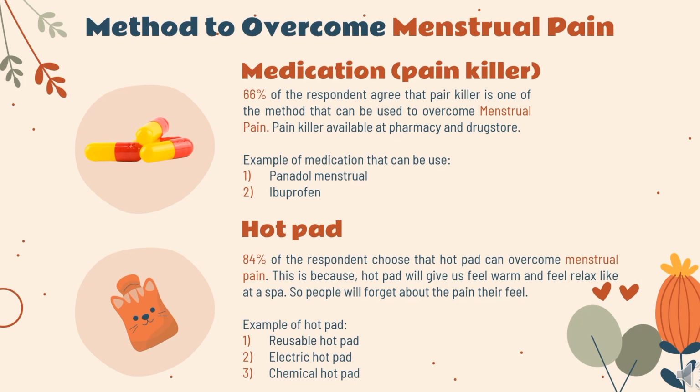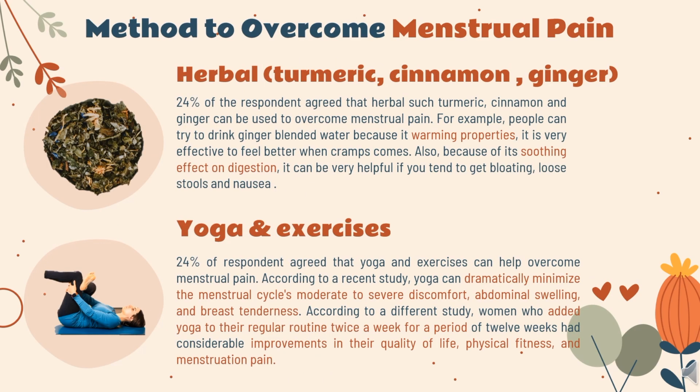Examples of hot pads that people usually use are reusable hot pads, electric hot pads, and also chemical hot pads. For herbal, turmeric, cinnamon, and ginger are types of herbs that can be used as water because of their warming properties, which are very effective to feel better when cramps happen. It also has a soothing effect, which is very useful when feeling bloated and also nauseous.